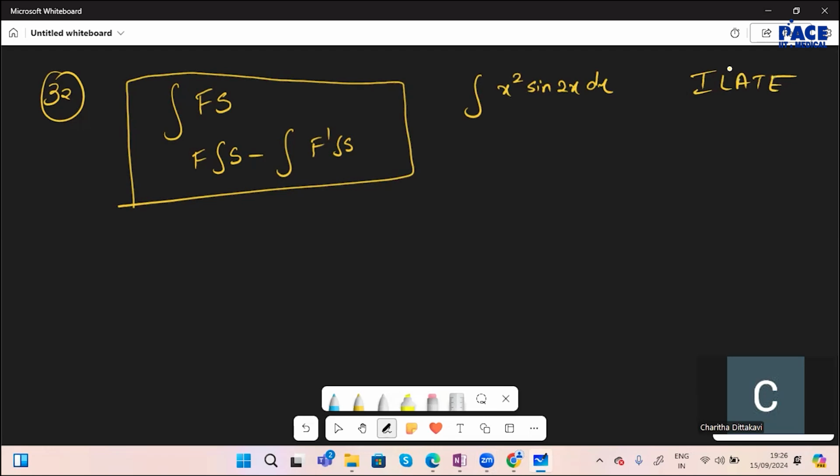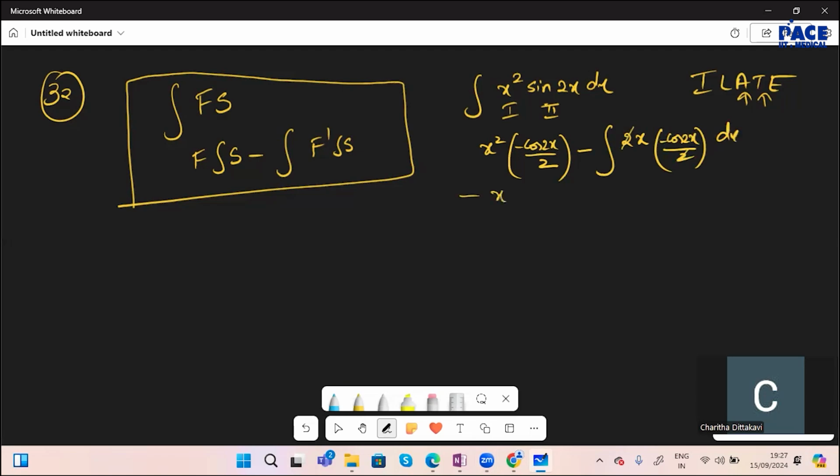So what do we get here? I am considering algebraic as my first function and trigonometric as my second function. So x square is my first function and sine 2x is my second function. If I apply this approach, it is first into integral of second. What is the integral of second? Integral of sine 2x is minus cos 2x by 2. So first into integral of second minus integral of derivative of first into integral of second. My 2 and 2 get cancelled.